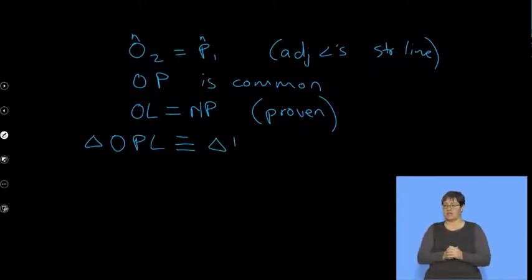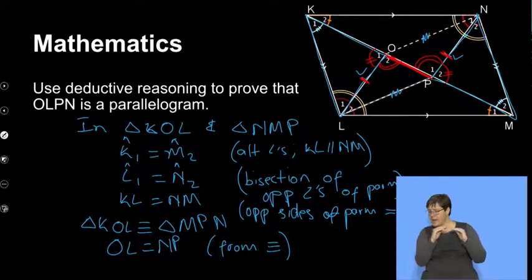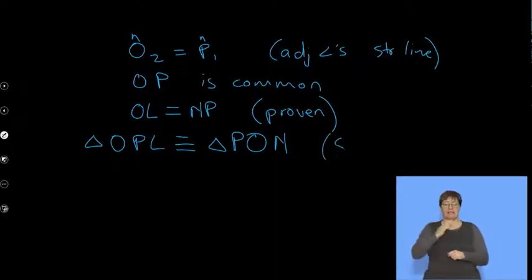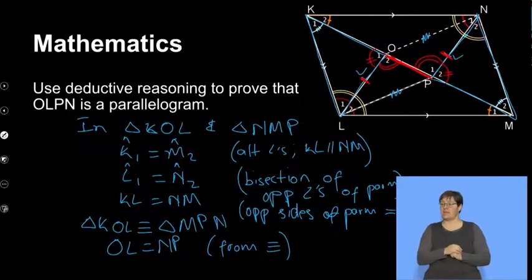our O, we said, goes with P, and that means the L will go with the N, and then the P will go with the O. So the P will go with the O on this side, and then the L will go with the N. And then from there, this is because of side angle side. Then I will claim that my last thing that I wanted to do because of this was to say ON is equal to LP.